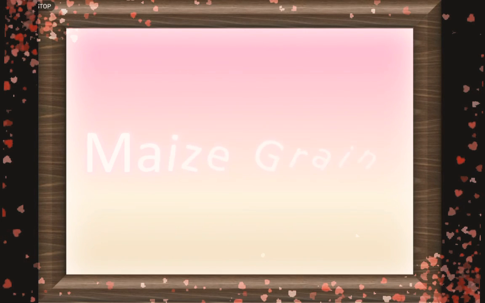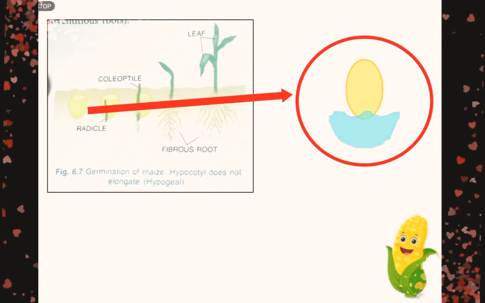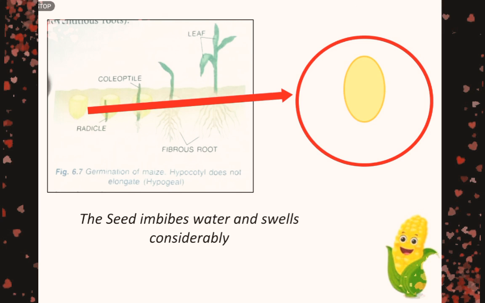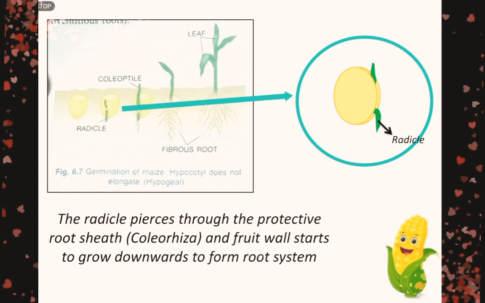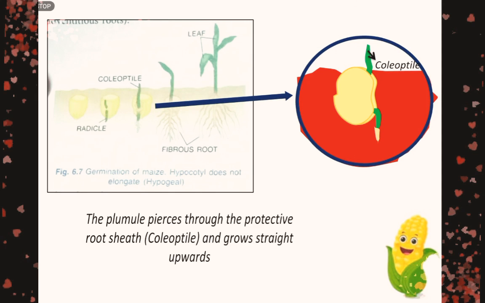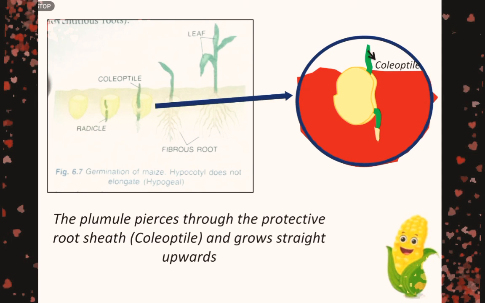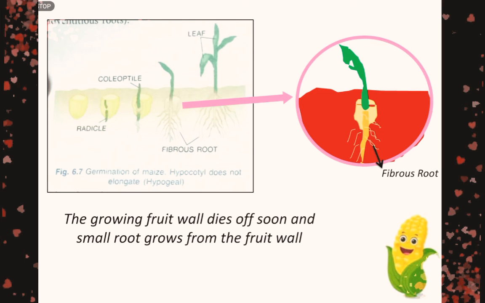Next, let us see about the maize grain. The seed imbibes water and swells. The radicle pierces the protective root sheath, coleorhiza, and the fruit wall, and starts to grow downwards to form the root system. The plumule pierces the protective sheath, coleoptile, and grows straight upwards. The growing fruit wall dies off soon, and small roots grow from it.